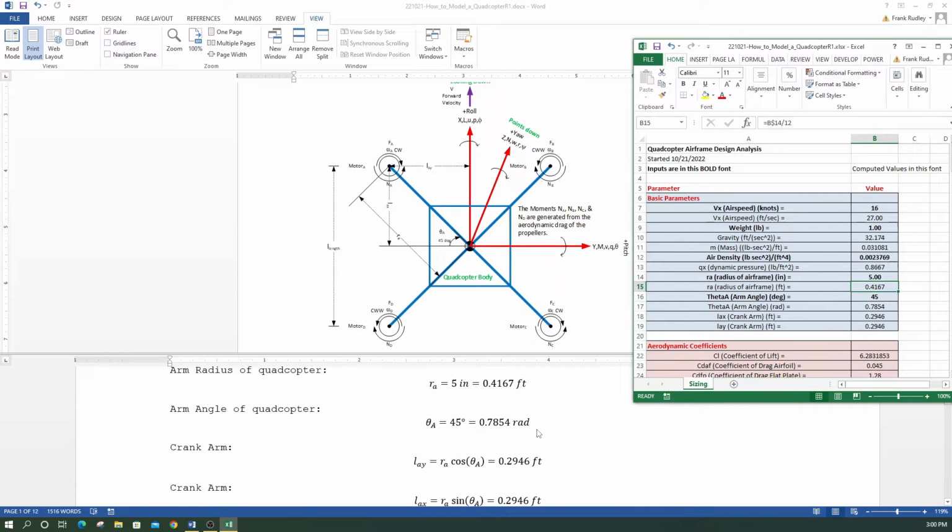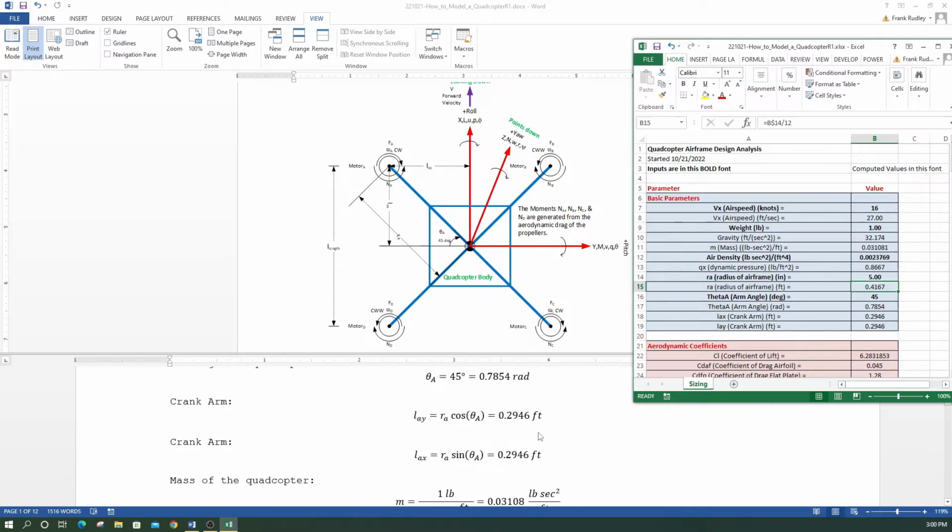So we have some of the basic parameters. For our crank arms, LAY and LAX, it's this radius times the cosine of the angle. We have that over here, and we're getting 0.2946 feet. Then we take B15, which is the radius, times the sine of the angle in radians, over here B17. This gives us our crank arms in feet. We wanted our crank arms because we need them for our moment equation.